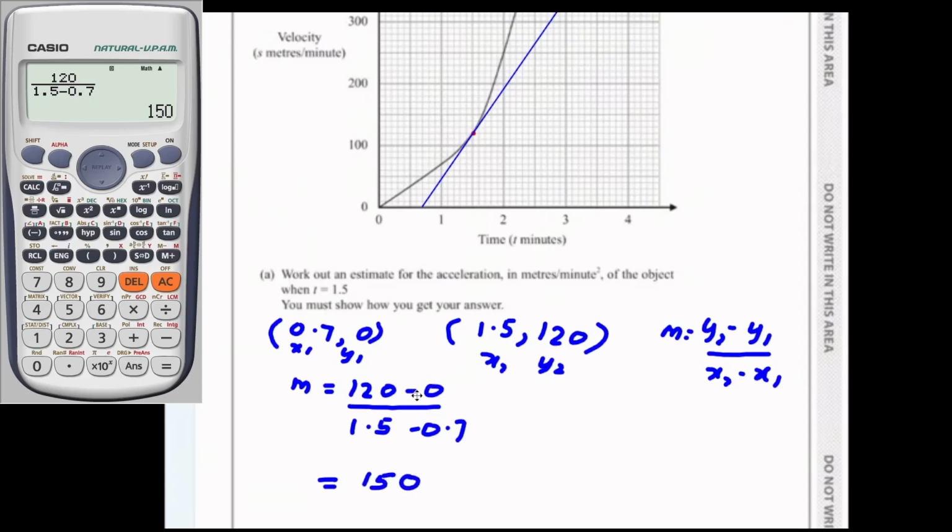Then the acceleration is 150. There's a range, so you have to be within the range, depending on the accuracy of this tangent. You would be within the range of 150.